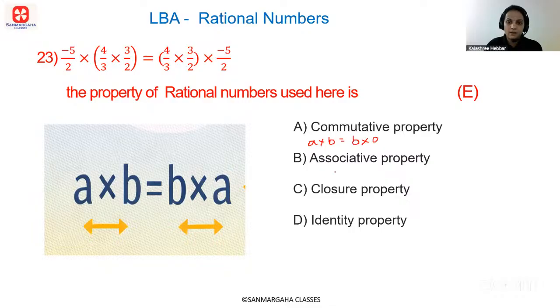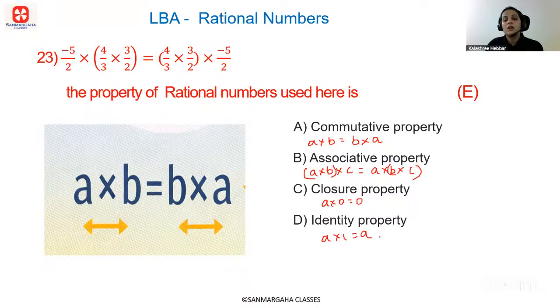Associative is nothing but A into B into C is equal to A into B into C. Closure property, A into 0 is equal to 0. And identity property, A into 1 is equal to A.